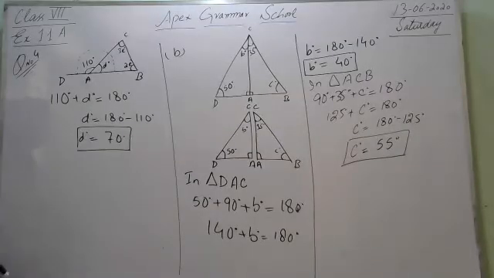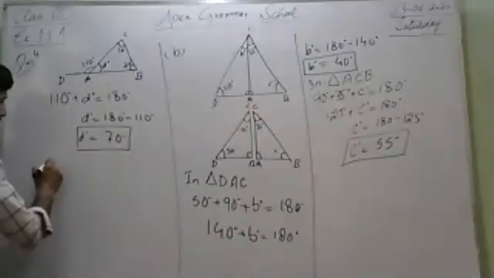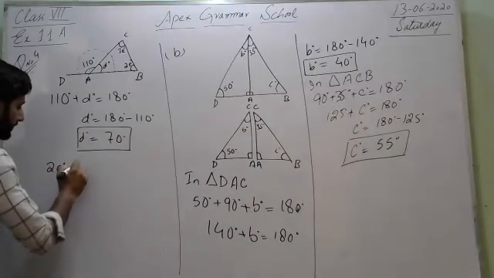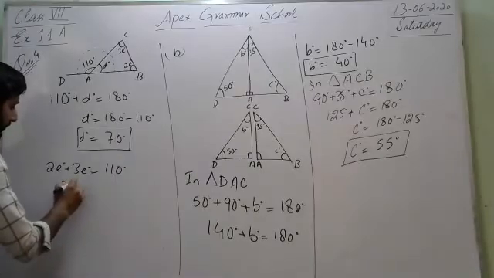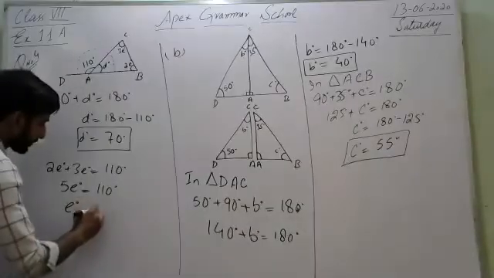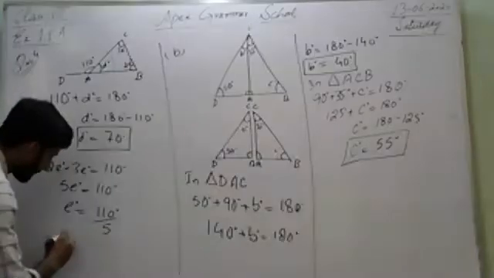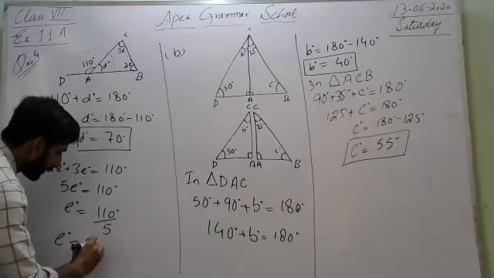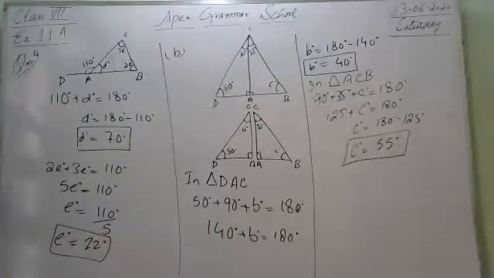Now, according to the property of exterior angle, this is equal to the sum of two interior angles. So 2E degree plus 3E degree equals 110 degree. 5E degree equals 110 degree. E degree equals 110 over 5. E degree equals 22 degree. This is C part and our question number 4 is completed.